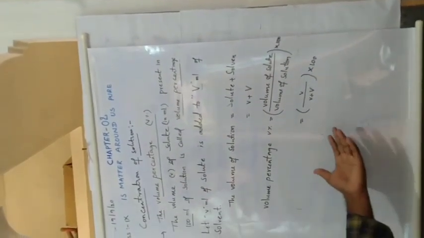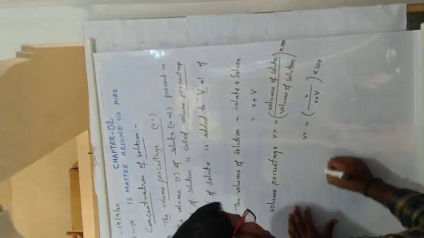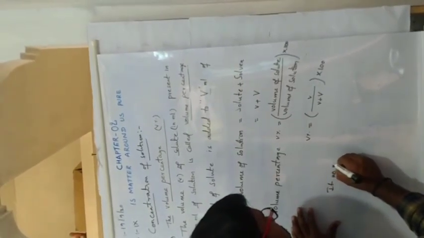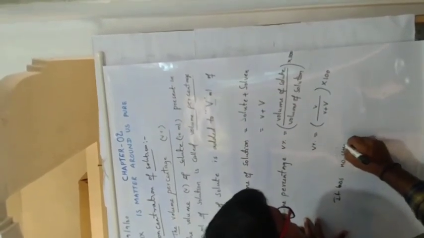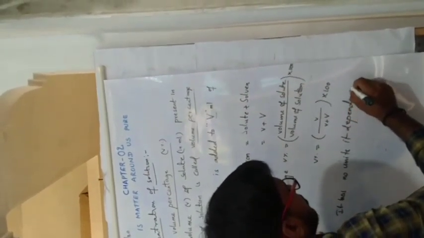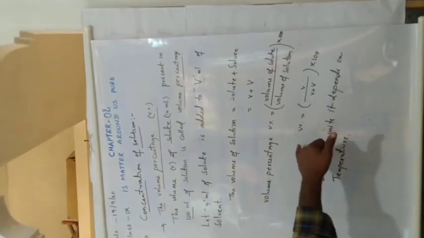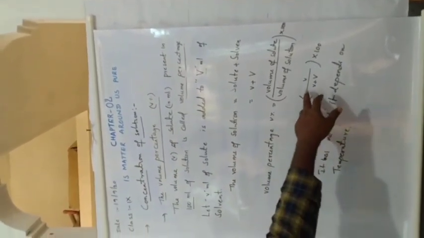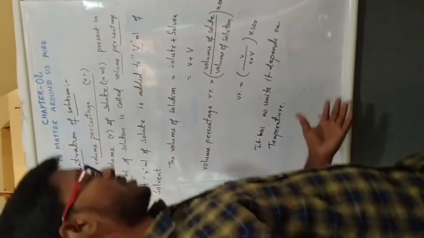The volume percentage has no units. It depends on temperature. So this is the method to find the volume percentage. The formula: V means volume of solute by volume of solution into 100. So let us discuss based on problems.